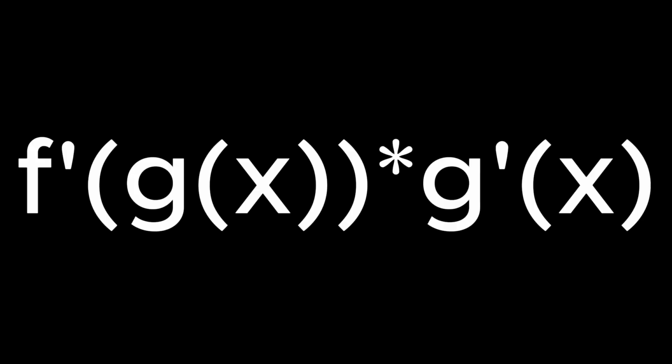You have to substitute the g function into the x of the derivative of the f function, and then you have to multiply it by the derivative of the g function. Now that we've got that over with, we can move on to the quotient rule.